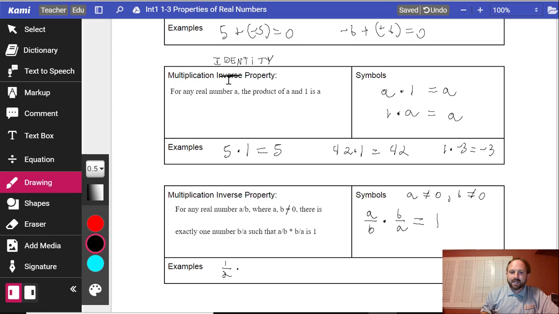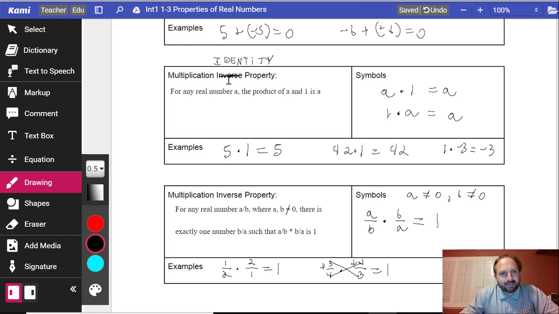What times 1/2 will get rid of it, or make it 1? 2 over 1, just flip it. What if I had negative 3 over 4? Well, I'm going to multiply by negative 4 over 3. It's going to cancel them out.